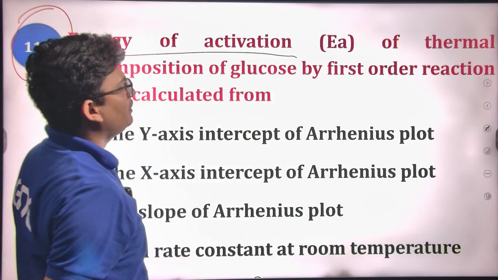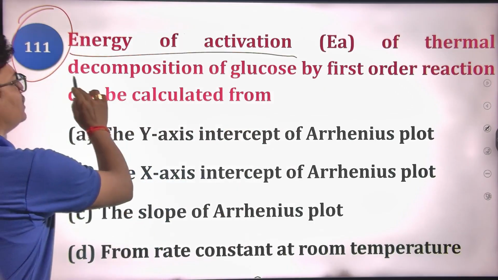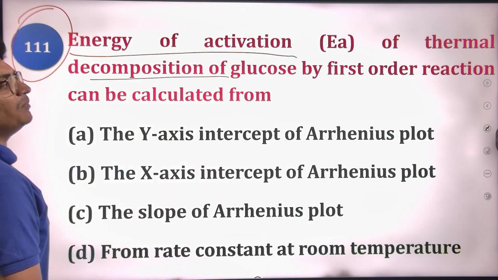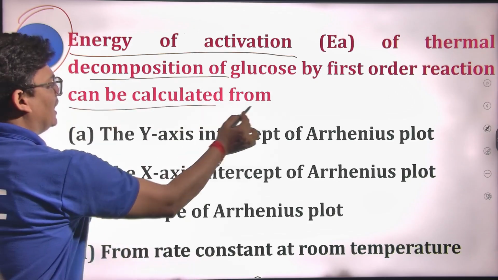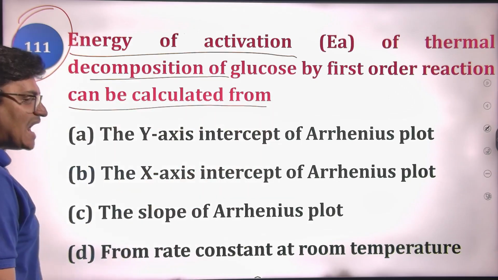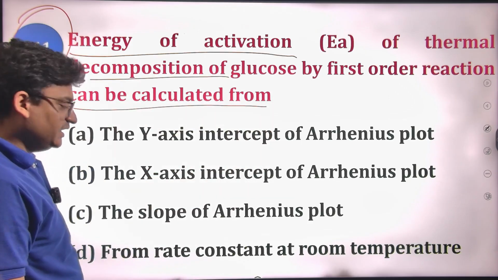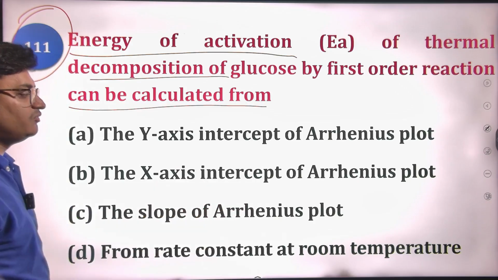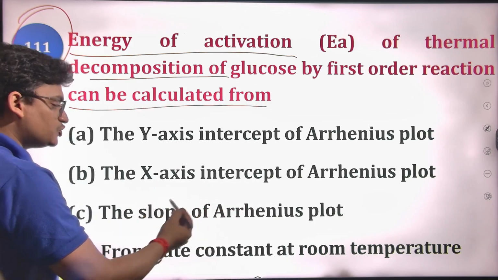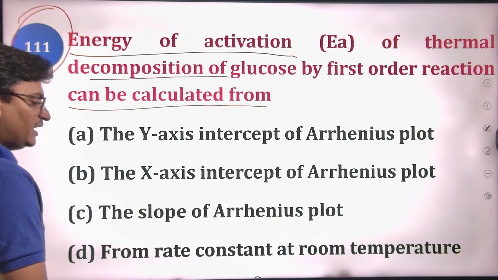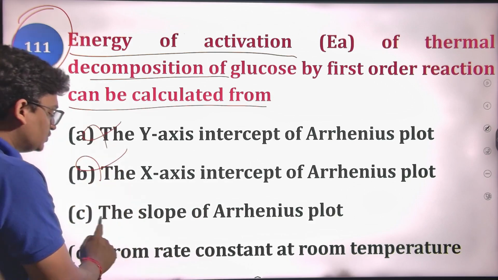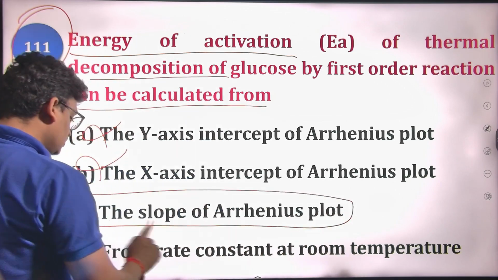Question number 111. Energy of activation, that is EA, of thermal decomposition of glucose by first order reaction can be calculated from the y-axis intercept of Arrhenius plot, the x-axis intercept of Arrhenius plot, the slope of Arrhenius plot, or from a rate constant at room temperature. So this is the slope.